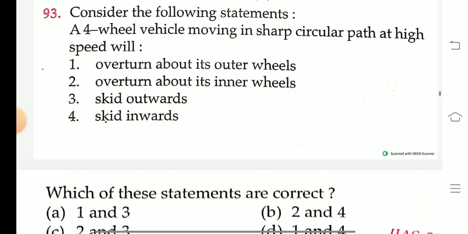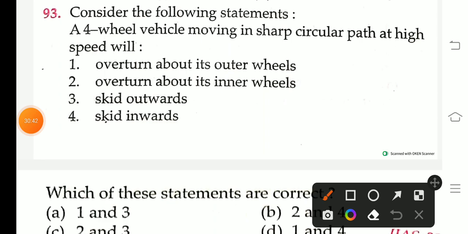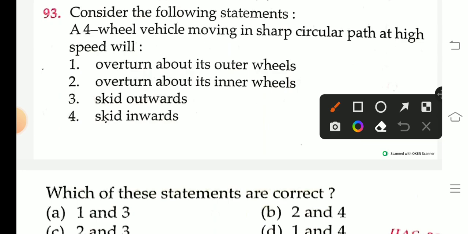Consider the following statements. A 4 wheel vehicle moving in a sharp circular path at high speed will: 1, overturn about its outer wheels; 2, overturn about its inner wheels; 3, skid outwards; 4, skid inwards. Which of the statements are correct? 1 and 3.